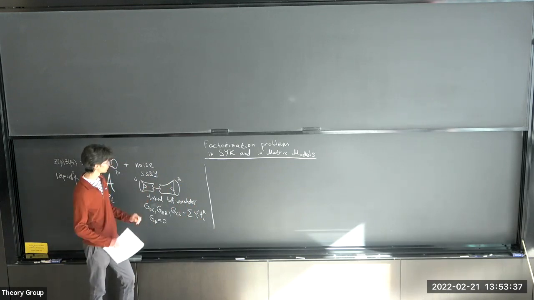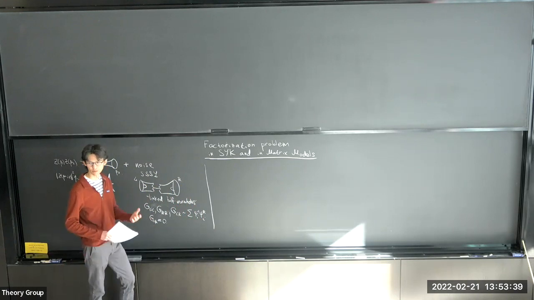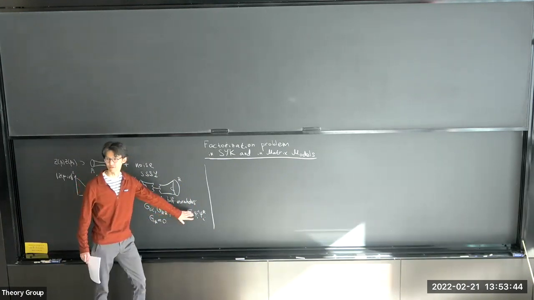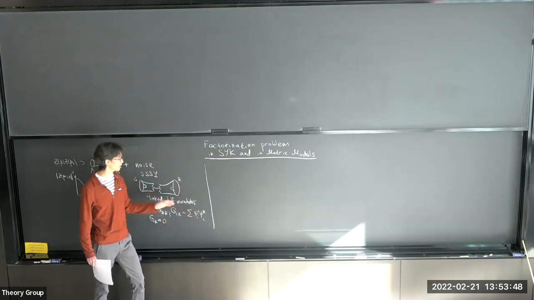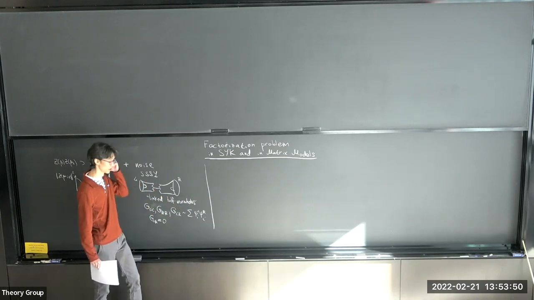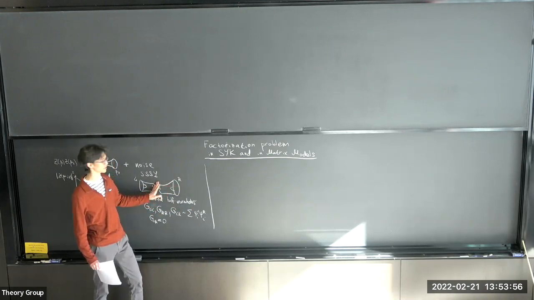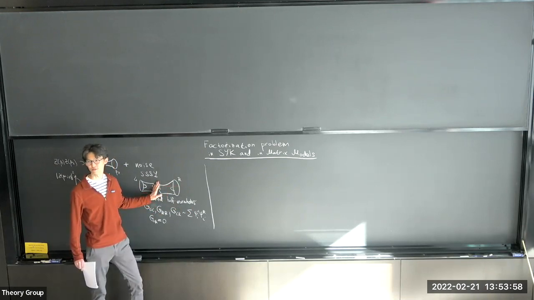There could be a different description of the path integral where you work, let's say, in just the Majorana fermion variables. And then in that description, there are no fields that correlate the left and right boundary, and it's explicitly factorized in that description.